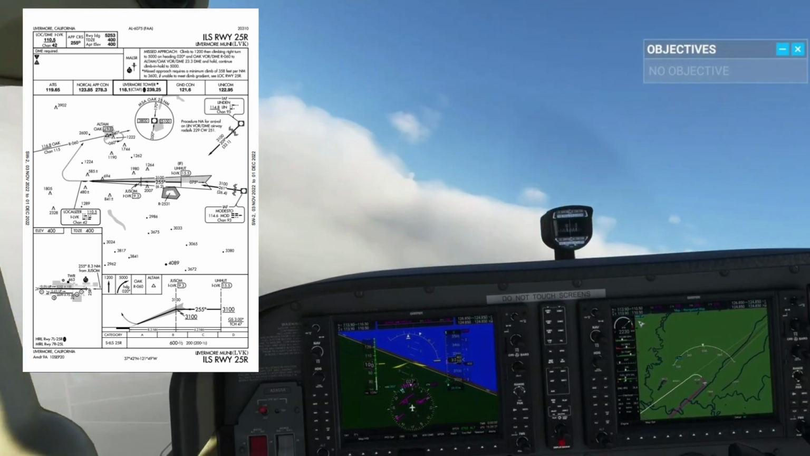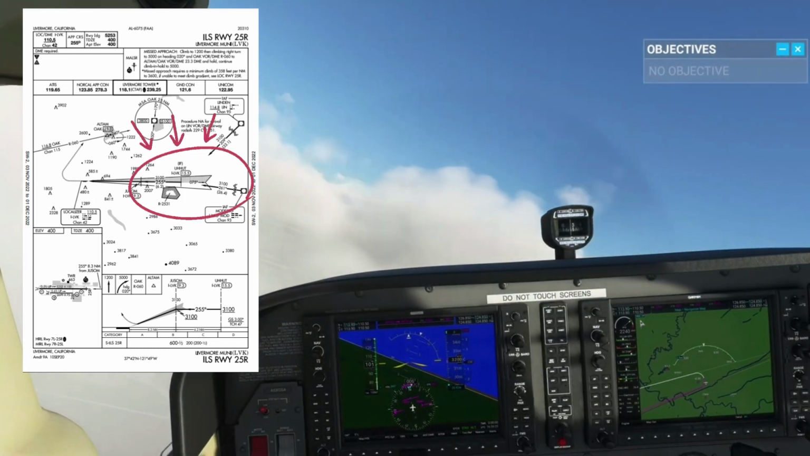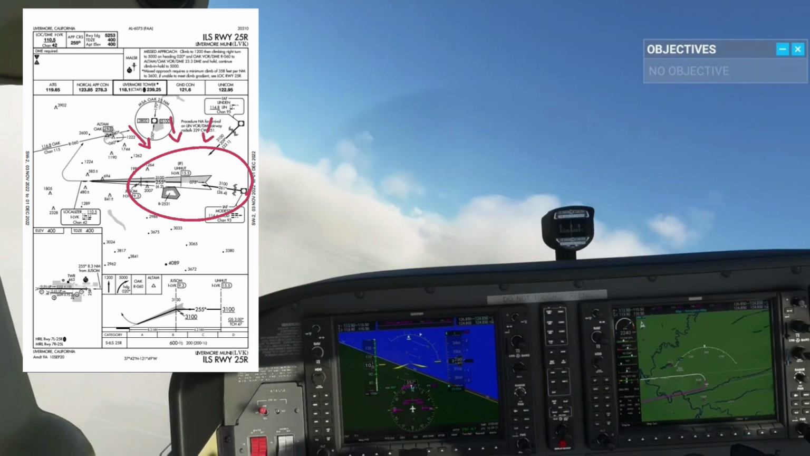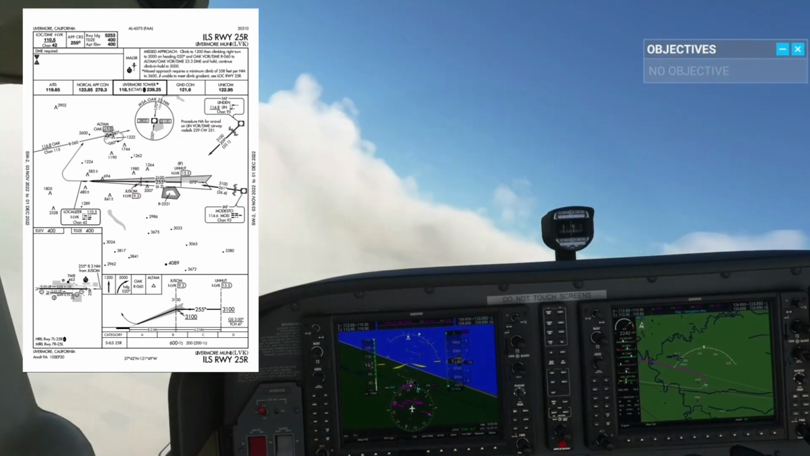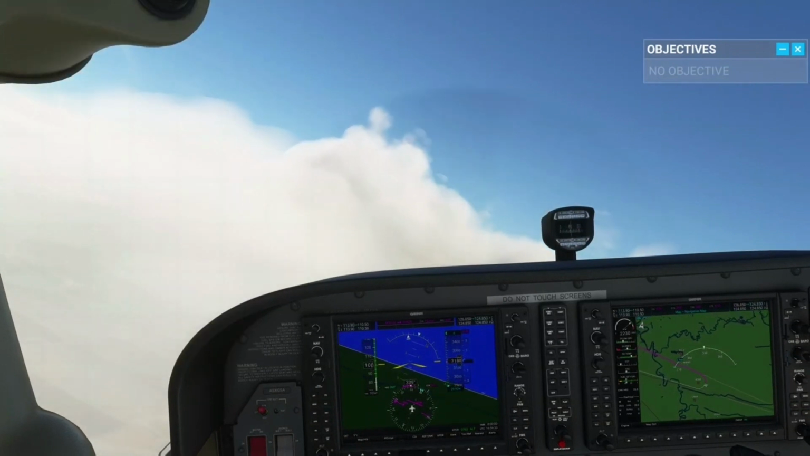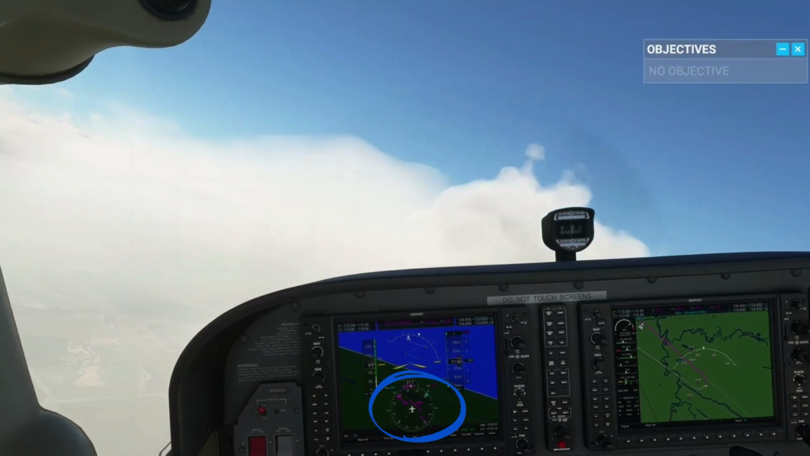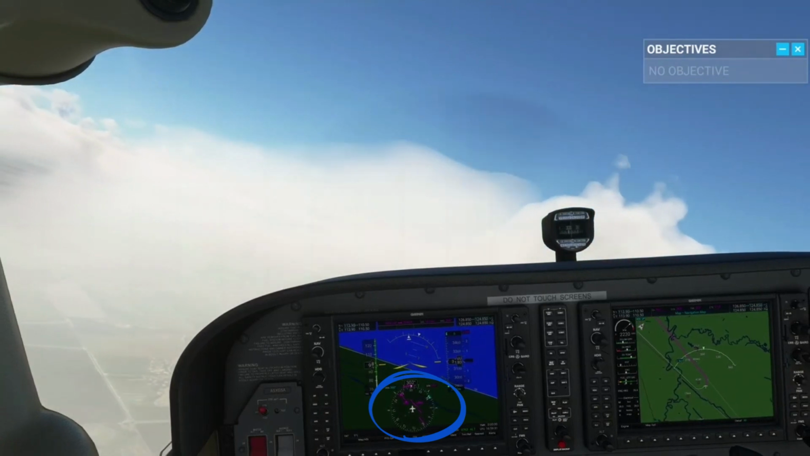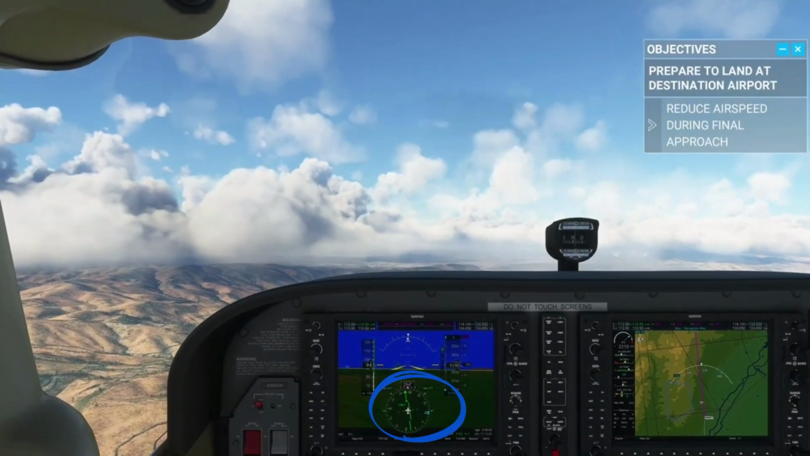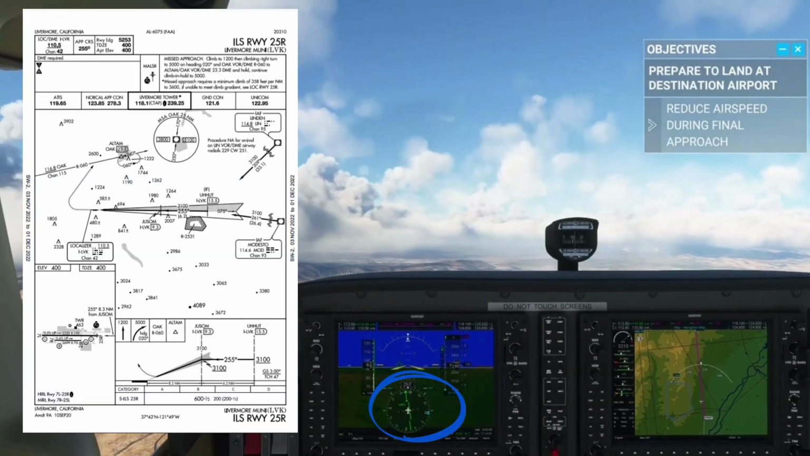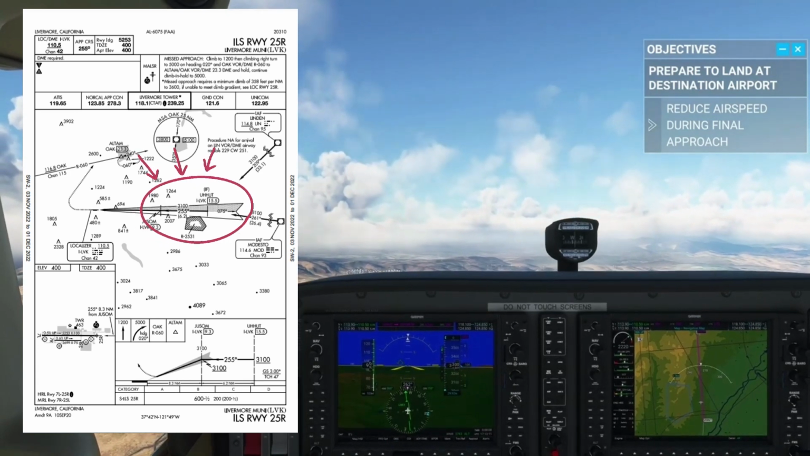As you can see, we are now turning to a heading of 261 to intercept the localizer at the initial approach fix, FOVIT. Notice how the magenta line on the HSI automatically turns to our approach course and the needle is starting to center as we make our 180-degree turn. Notice how the HSI needle turns green once we have intercepted the localizer after passing the initial fix.